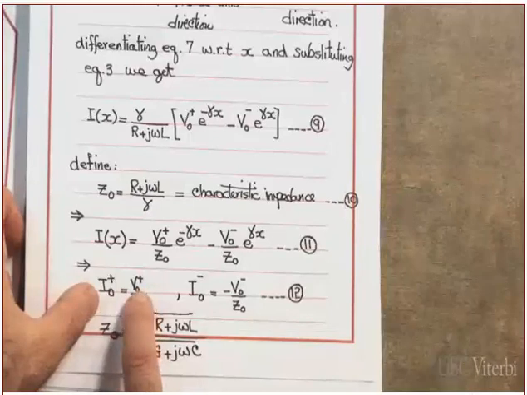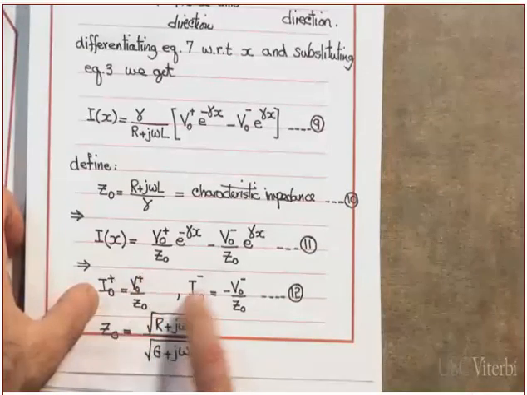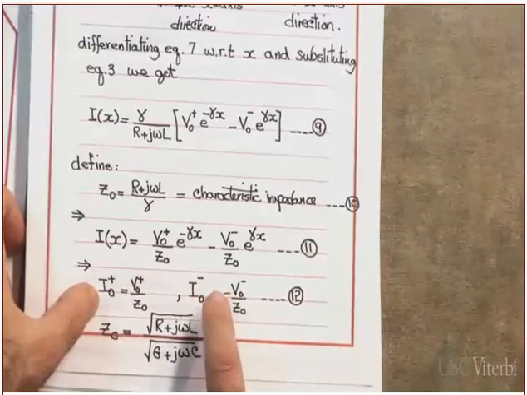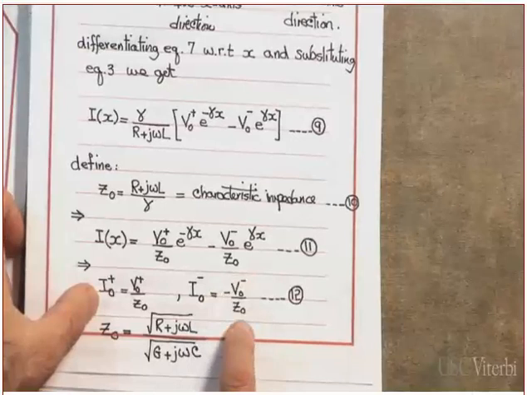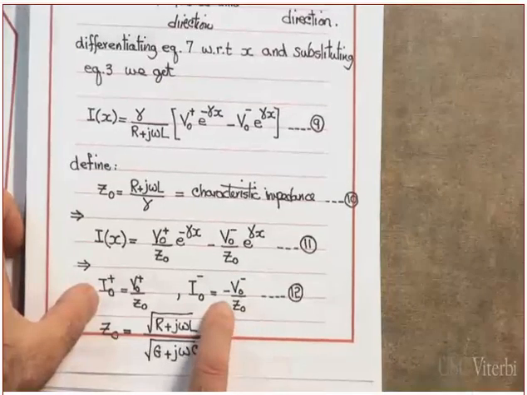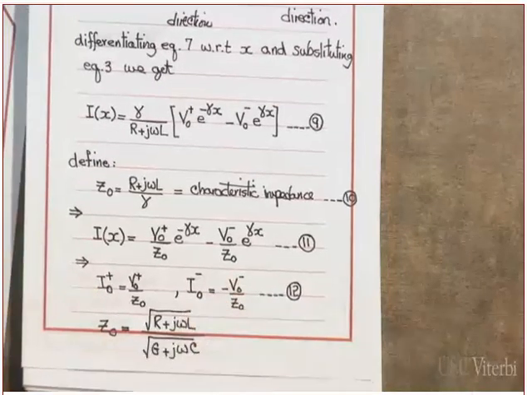I0 plus equals V0 plus over Z0. I0 minus equals minus V0 minus over Z0. Clear? Why is it minus? It's because it's in the other direction.